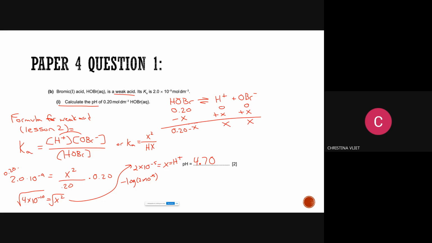And remember that x's that are added and subtracted to other numbers don't matter, which is why we just see 0.20 here, not 0.20 minus x. If you had to keep it as 0.20 minus x, you would not like the math as much because it would turn into a quadratic equation and you would have to solve the quadratic. But in all the questions in this course, you can assume x is small. Which is good for you.